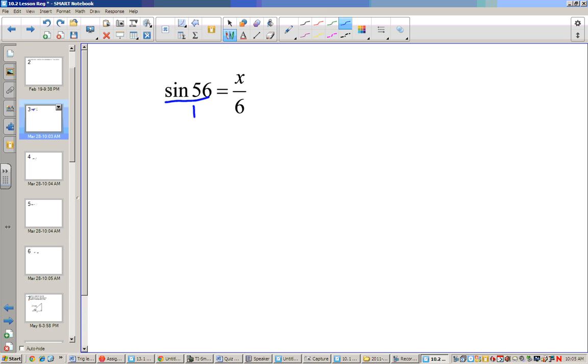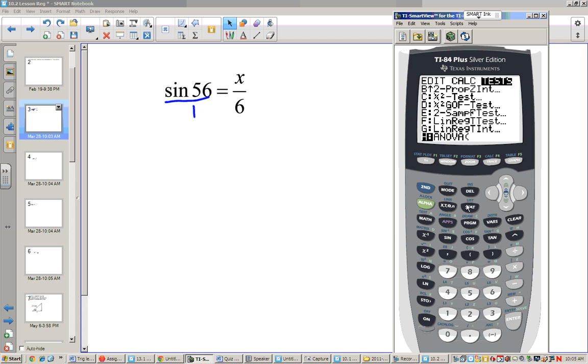Put this over 1, and what we'll want to do is bring up your calculator. Make sure your calculator is in the right mode. Mine is not. Now it's in radian. I have to move it over to degree mode and hit enter. And now I can press second mode again, and we're back to the screen.